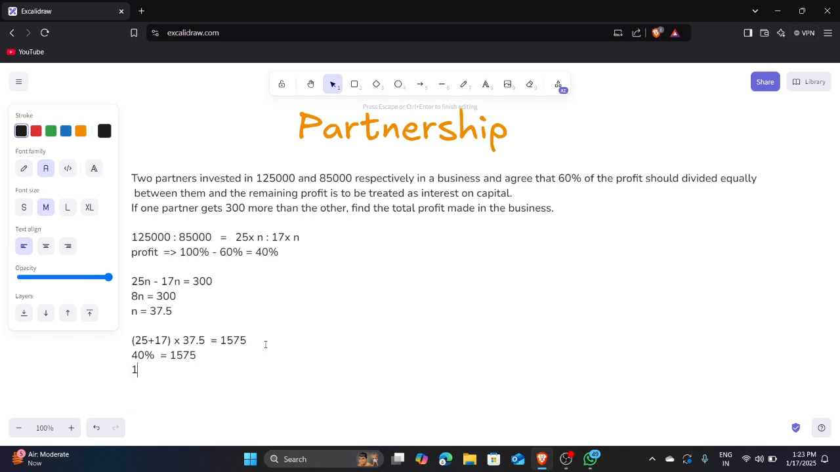So what we can do is divide this number by 40%, and after dividing we multiply it with 100. When we do this, we get the value of 100%. So we divided by 40 and then multiplied by 100, and we get the value 3937.5. This could be our value, and if I match with my answer, then yes, it is a correct answer.